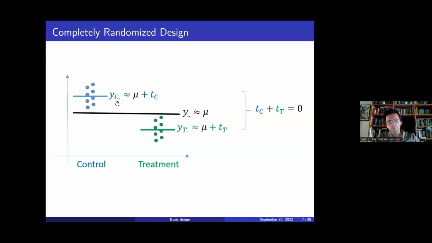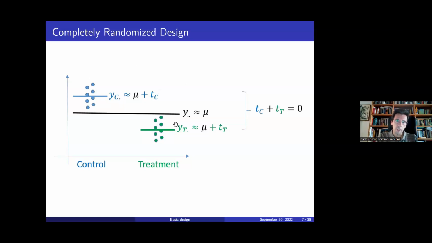Okay, so let's see. Let's say that we have a control, we have a treatment. We think that our treatment is effective. So we would expect to have a situation like this. We would have some people in the control group. Every point is a person there. And then we can compute the mean of that group. So the mean of that group should be the overall mean plus the effect of being in that control.